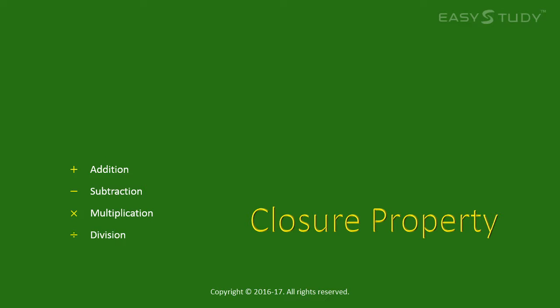What is closure property? A set has closure under an operation if performance of that operation on elements of the set always produces an element of the same set. Let's try to understand this. A set could be whole numbers, natural numbers, integers, or any number set.